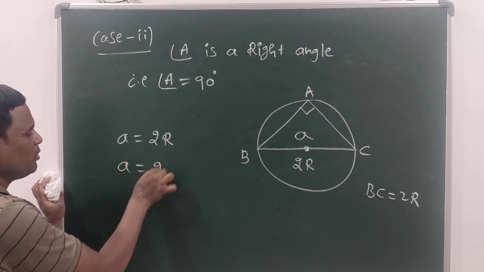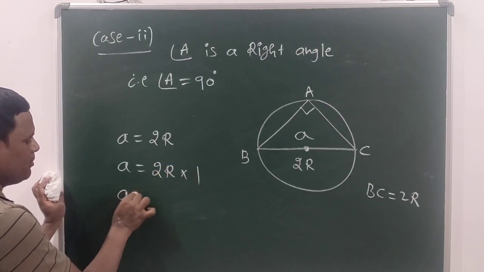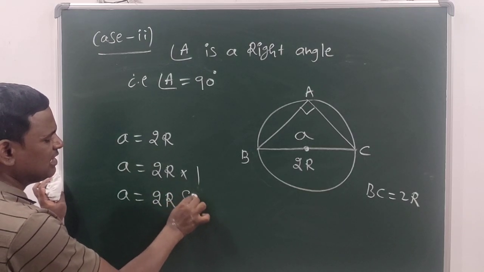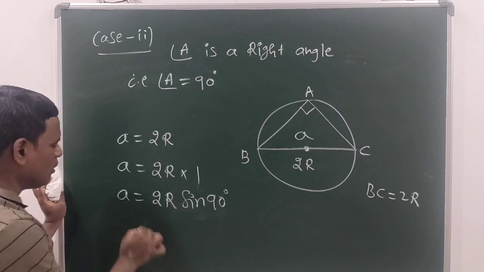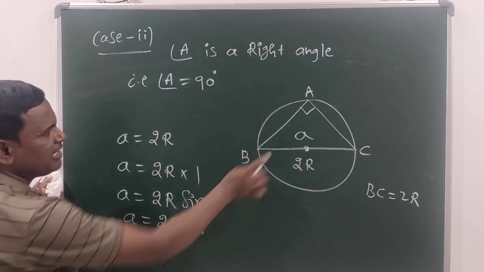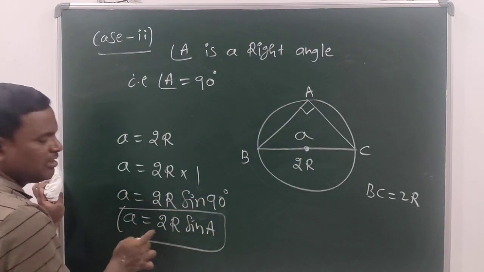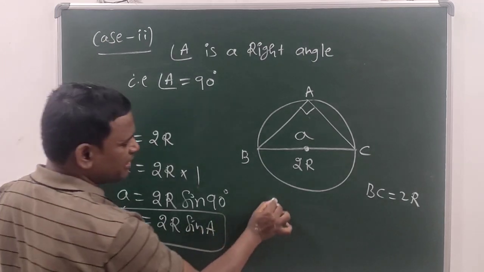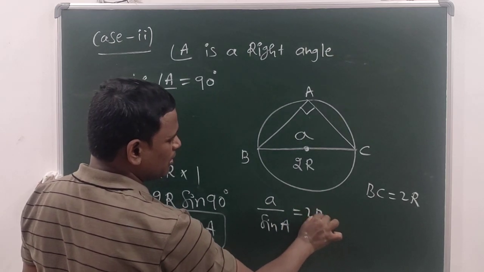Now a is equal to 2R into 1, which you can write in the next step. 2R into 1 can also be written as 2R sin 90 degrees. You know sin 90 is 1, no? Replace 90 degrees by A. Now you got a equals 2R sin A. Now transfer sin A to the left side, so that you will get a by sin A equal to 2R.